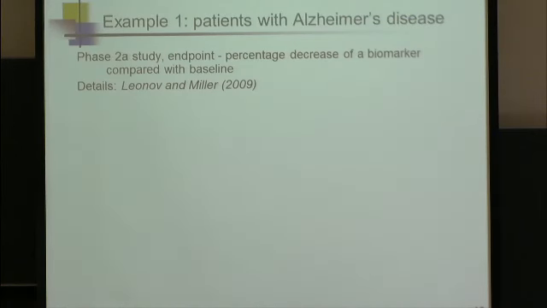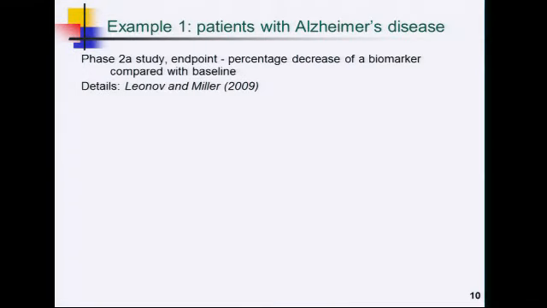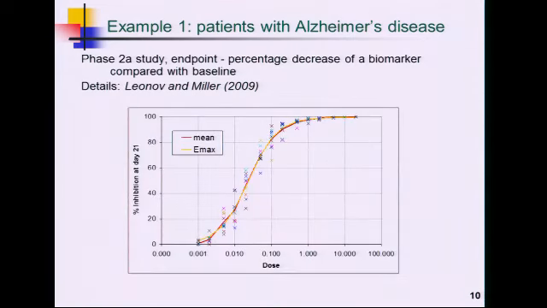My first example is about a study in patients with Alzheimer's disease. All details may be found in a paper which we published with Sam Miller in the Journal of Biopharmaceutical Statistics. It was a phase 2A study. The endpoint was the percentage decrease of a particular biomarker compared to baseline. And the plot with which we started to play at the beginning was this simulated trajectory, which is what pharmacokineticists thought about the behavior of the endpoint.